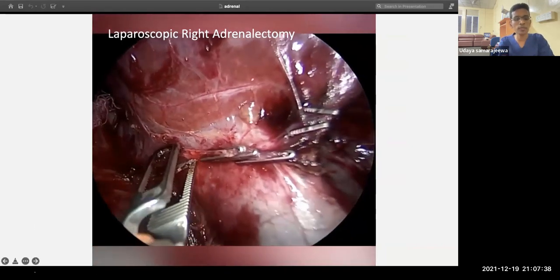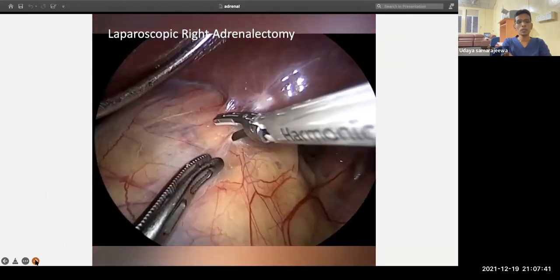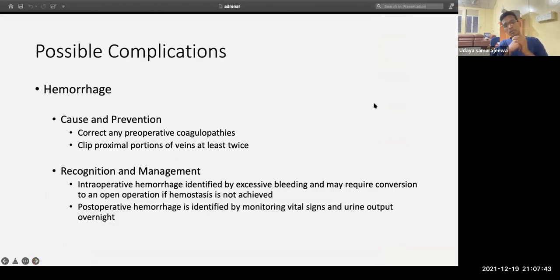Okay, so that's the end of it. So complications, of course, it's common to any laparoscopic surgery: bleeding, if you don't dissect in the correct plane, and another thing is a failure to identify the anatomical structures, especially the adrenal veins and the arteries. So with time, once you get experience, you know where to identify them. Bleeding is one of the main reasons even for conversion as well.